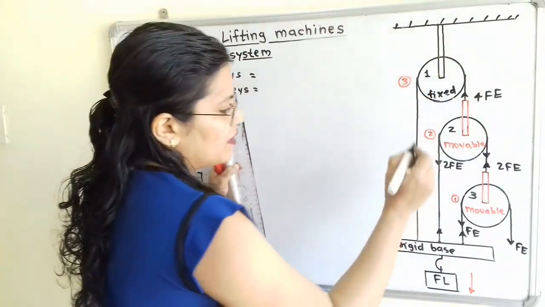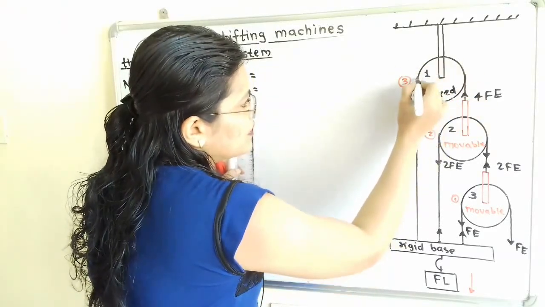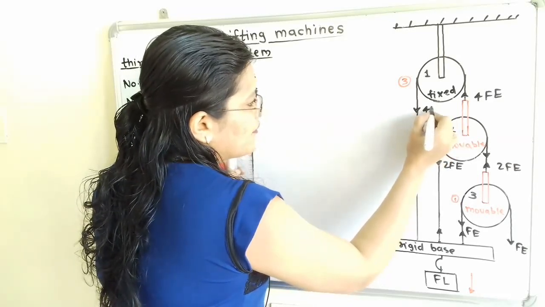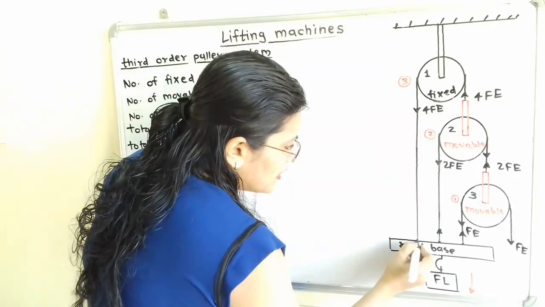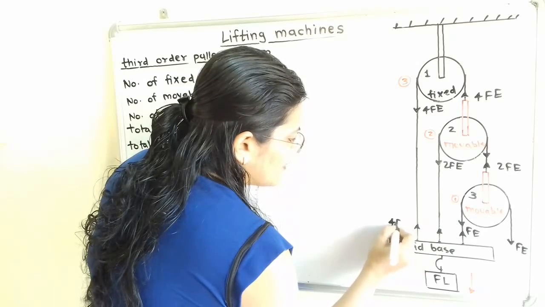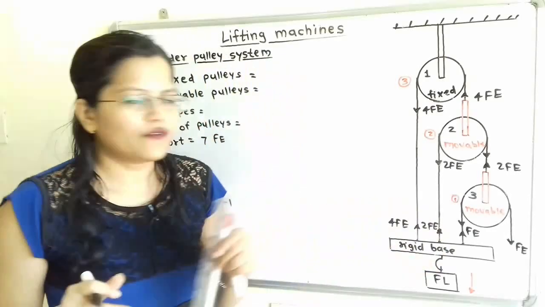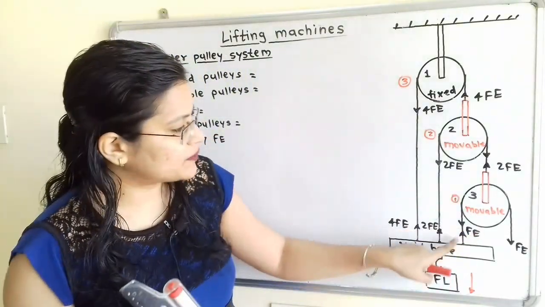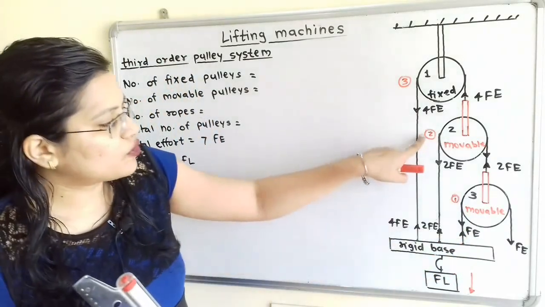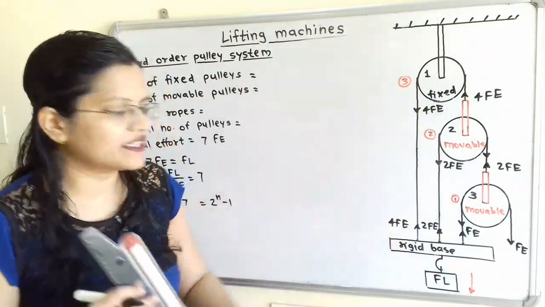So I will show here the tension when it passes over pulley number 1. At this end we will show tension equal to 4 Fe, and related to this rigid base, the tension is in the opposite direction and equal to 4 Fe, and at this end it is 2 Fe. Now if we observe all the ropes, for rope number 1, tension created is Fe. For rope number 2, tension created is 2 Fe. For rope number 3, tension created is 4 Fe.